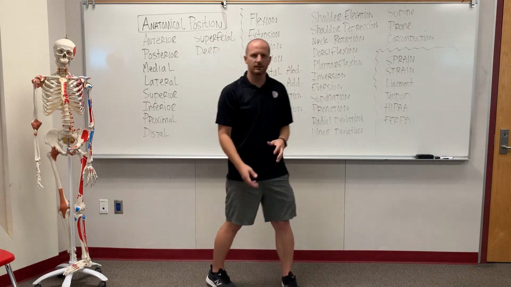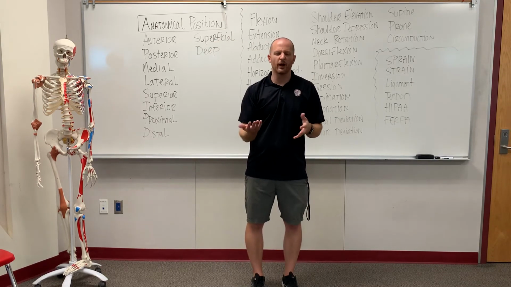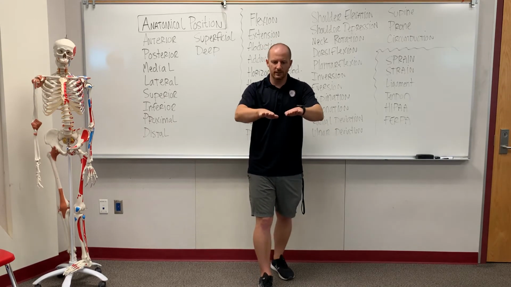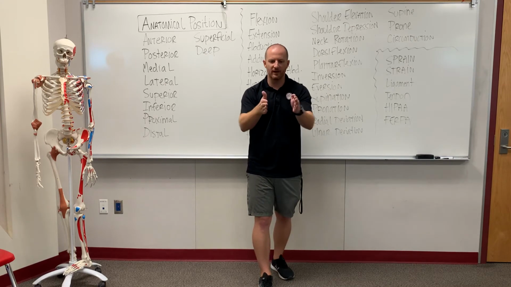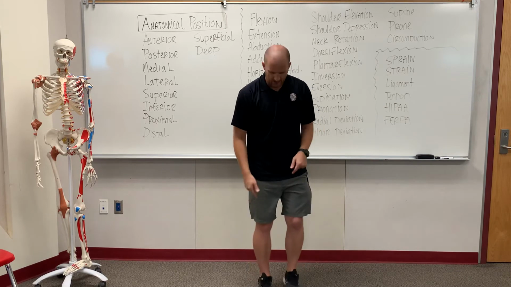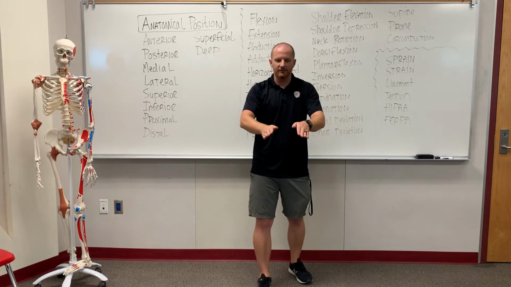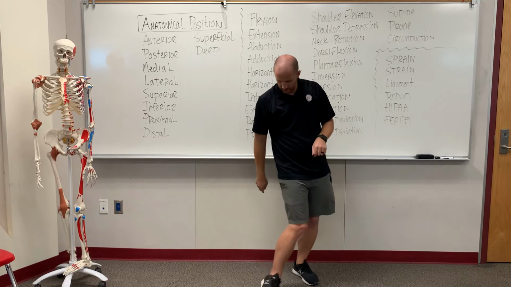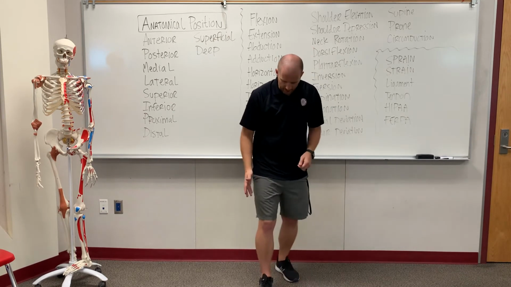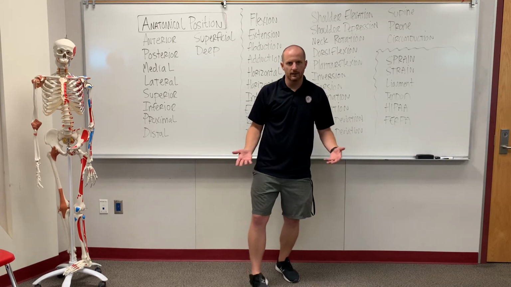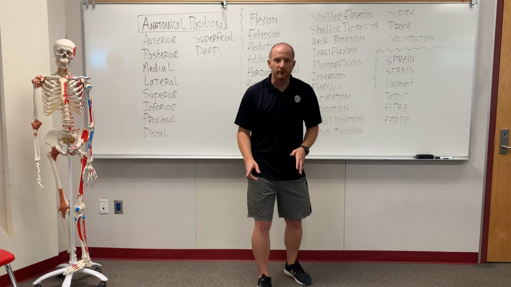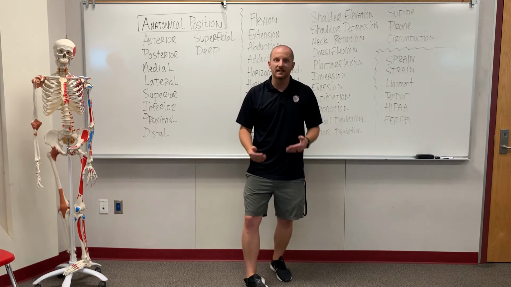Inversion and eversion. These are kind of like rolling our ankle, right? Spraining our ankle. So if my foot's like this, inversion is when the bottoms of my feet are facing each other. So this is inversion. Eversion is when the bottoms of my feet are facing away from each other. So this is an eversion ankle sprain. This would be an inversion ankle sprain. So eversion, bottom of your foot facing out. Inversion, bottom of your foot facing in.